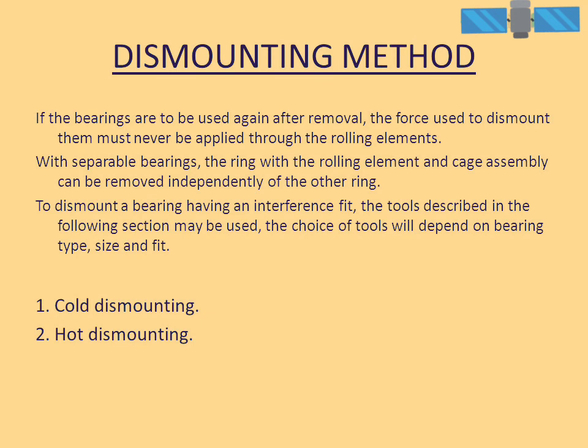2. Hot dismounting. If the bearings are to be used again after removal, the force used to dismount them must never be applied through the rolling elements. With separable bearings, the ring with the rolling element and cage assembly can be removed independently of the other ring. To dismount a bearing having an interference fit, the tools described in the following section may be used. The choice of tools will depend on bearing type, size and fit. 1. Cold dismounting. 2. Hot dismounting.